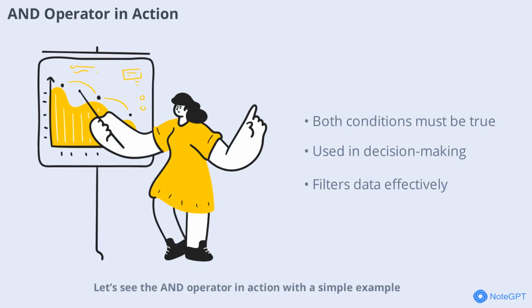See the AND operator in action with a simple example. Imagine you want to go for a walk, but only if it's sunny and you have finished your homework. If both conditions are true, you go for a walk. If either it's not sunny or your homework isn't done, you stay home. This kind of logical thinking helps us make clear decisions based on multiple requirements. The AND operator is essential in filtering data, setting rules, and building logical systems.